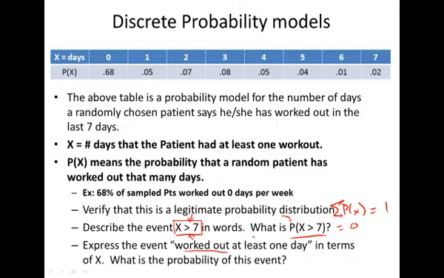Express the event worked out at least 1 day in terms of x. That would be x greater than or equal to 1. What is the probability of this event? So the probability that x is greater than or equal to 1. Well, think about what it means, at least 1 day.